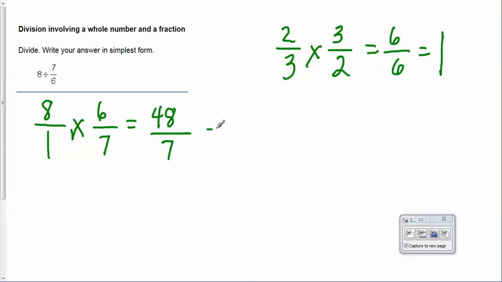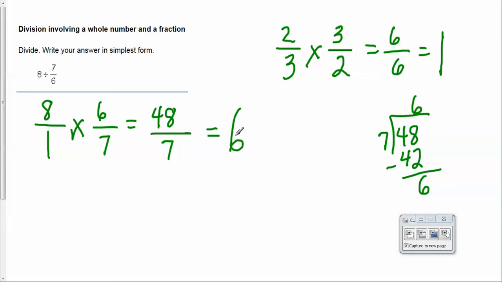but I could, if I chose to, turn it into a mixed number. 48 divided by 7. 6 times 7 equals 42, and I would have 6/7 left. So 48/7 equals 6 and 6/7. Now in this particular problem on ALEKS, they will allow you to leave the improper fraction if the improper fraction is in its simplest form.